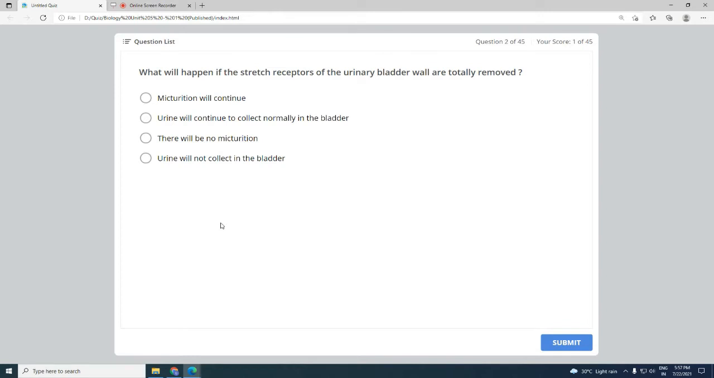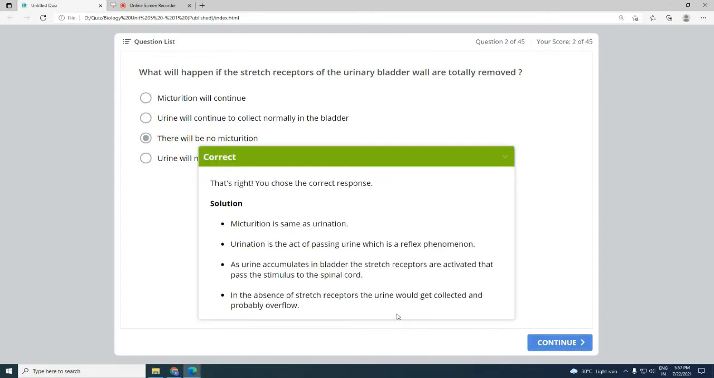Okay, coming back to the question now. The right answer for the question is: there will be no micturition. Okay, that is the right answer.